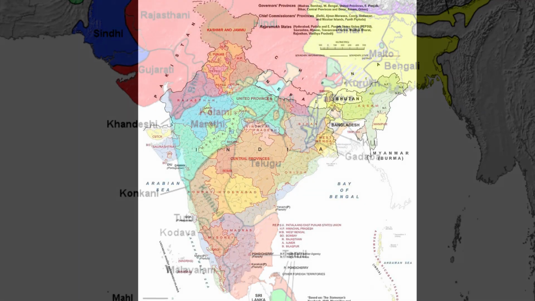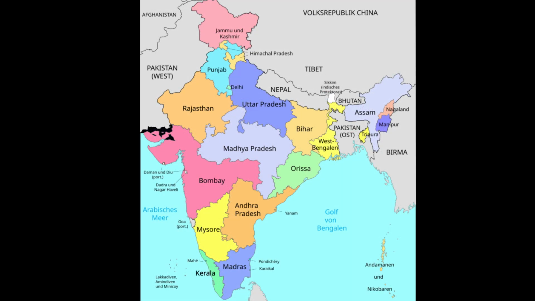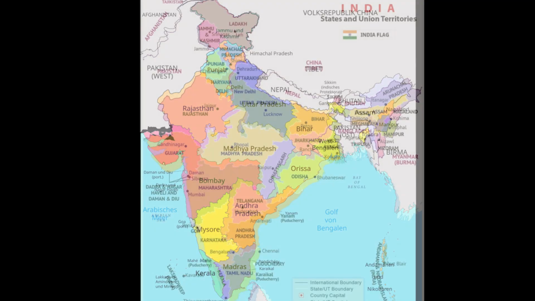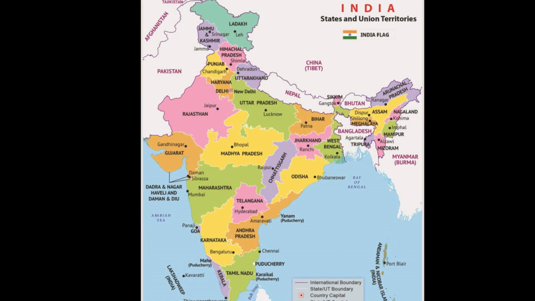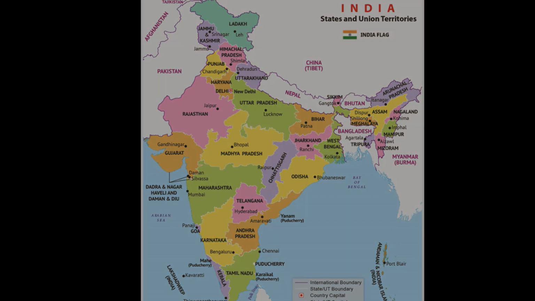Post-independence, linguistic identities become important as it did for the rest of the world before world wars. States united and divided on linguistic lines, creating Maharashtra, Gujarat, Karnataka, Tamil Nadu, Andhra Pradesh, Kerala, and so on. There are still states which are not based on a language.